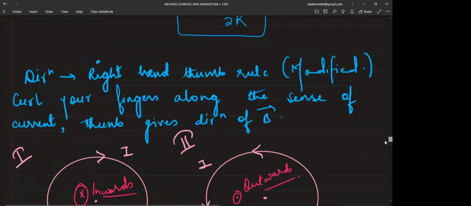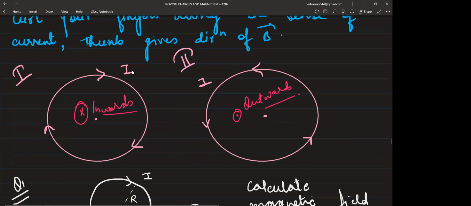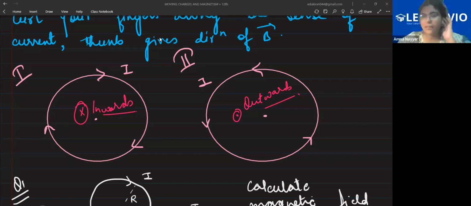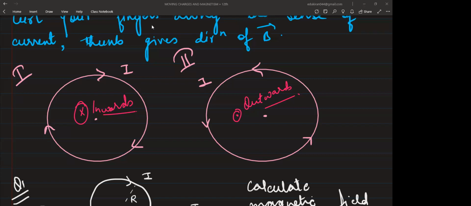Okay, regarding the rule, I'll tell you. Just curl your fingers along the direction of current. Let me show you this. Look at the first one. The current is moving clockwise, right? So I'll curl my fingers clockwise. So thumb is going inwards. Look at the second case. It is going anti-clockwise, right? So if it is moving anti-clockwise, look at the hand. Thumb is going out. So this is what you have to remember. All right. So write it till here.